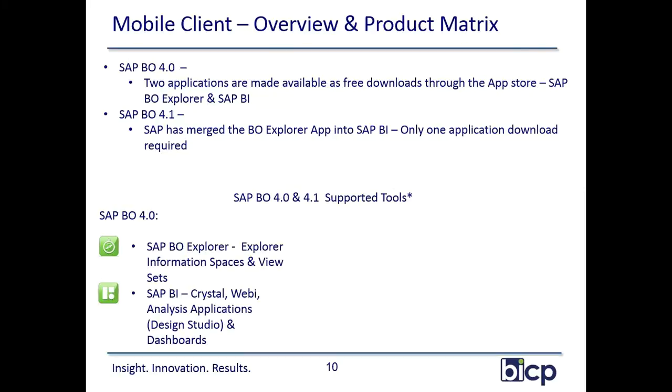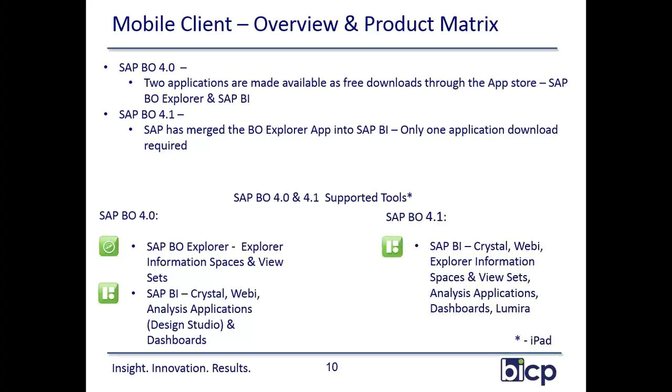Starting with 4.0, as you may have guessed, the SAP BO Explorer application supports both information spaces and view sets, whereas the BI application supports Crystal, Web Intelligence, analysis applications, which are Design Studio dashboards, and then the well-known Xcelsius dashboards. In 4.1, like I mentioned before, SAP has simply merged the Explorer app into the BI app. So you're going to have all the same reporting tools that I just mentioned supported in 4.1, with the addition of Lumira.